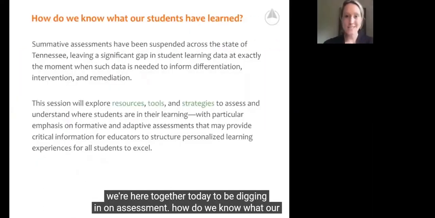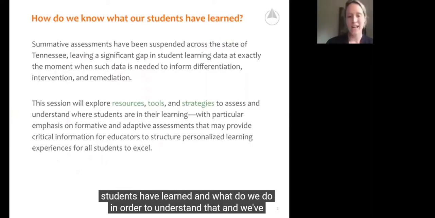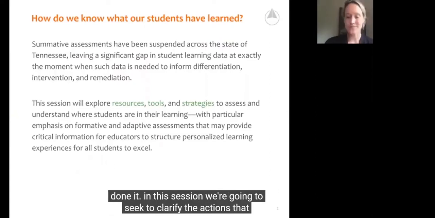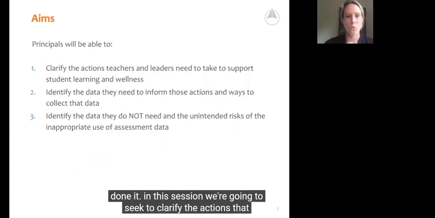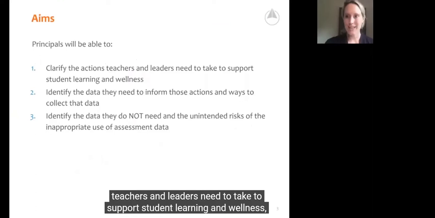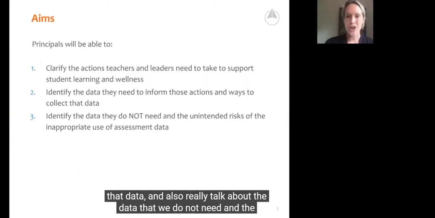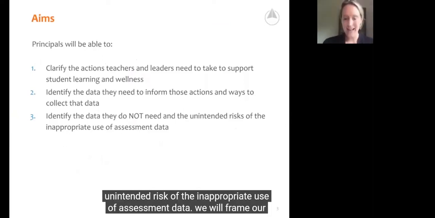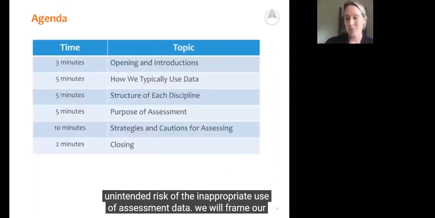We're here together today to be digging in on assessment. How do we know what our students have learned? And what do we do in order to understand that and act on it? In this session, we're going to seek to clarify the actions that teachers and leaders need to take to support student learning and wellness, identify the data they need to inform those actions and ways to collect that data, and also really talk about the data that we do not need and the unintended risks of the inappropriate use of assessment data.